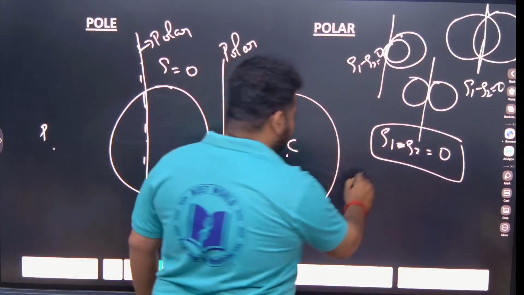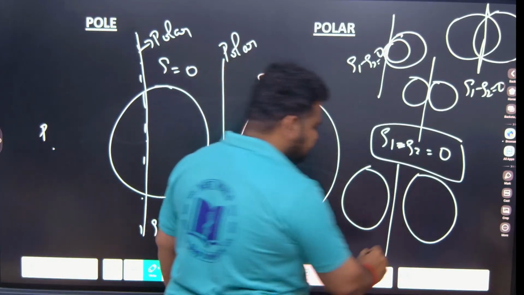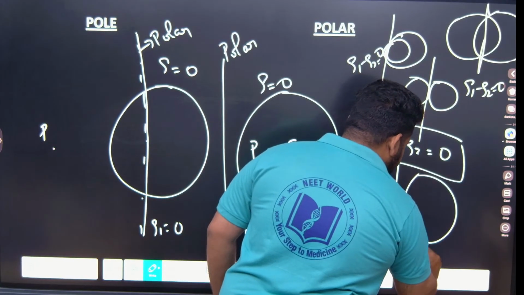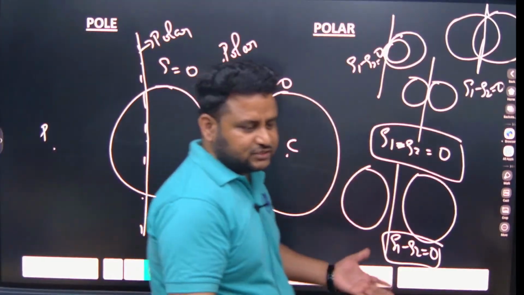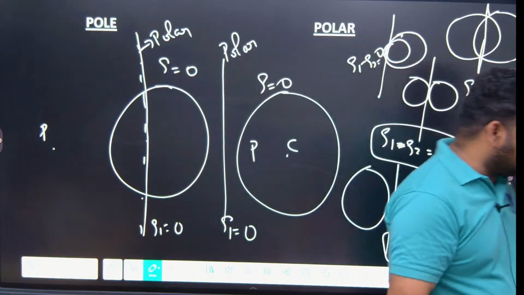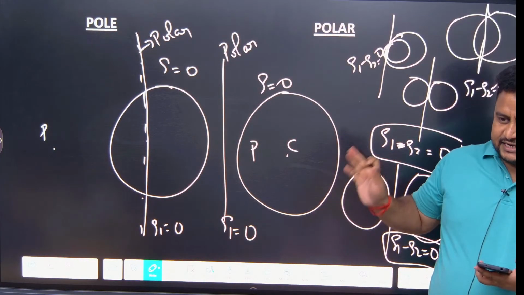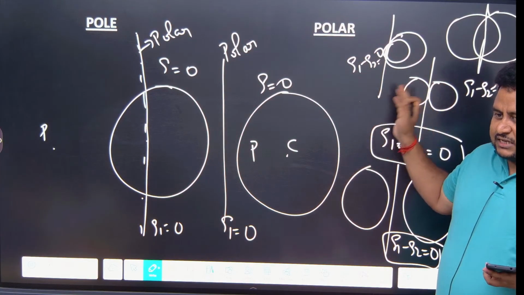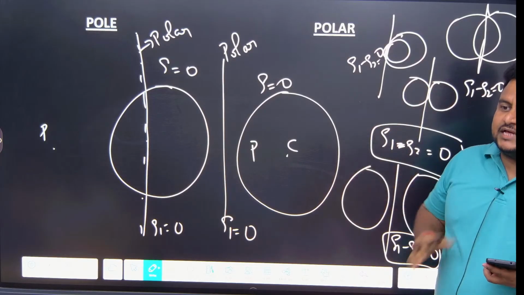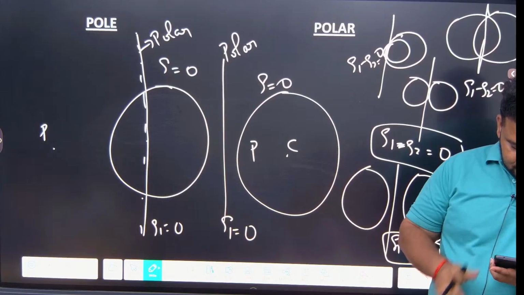Or the common chord, or the common tangent, or whatever it is, for all these the equation is S1 minus S2 equals 0. Understood everyone? Circles touching each other, cutting each other, one circle inside another, one circle on one side and another circle on the other side. If they give these, the equation is S1 minus S2 equals 0. Please make a note of it. Write it at one side.